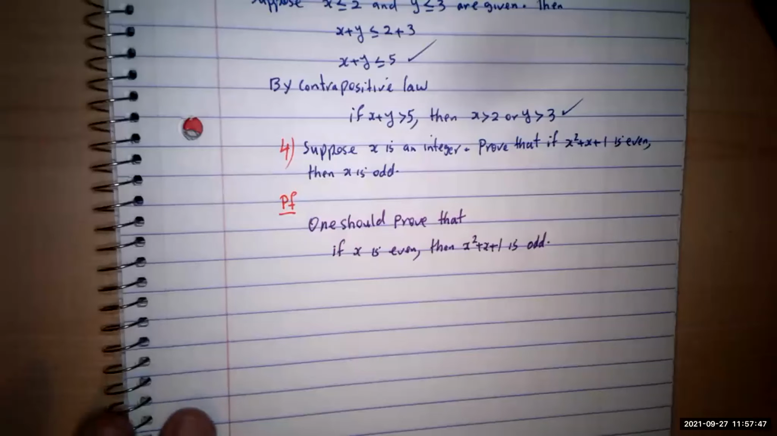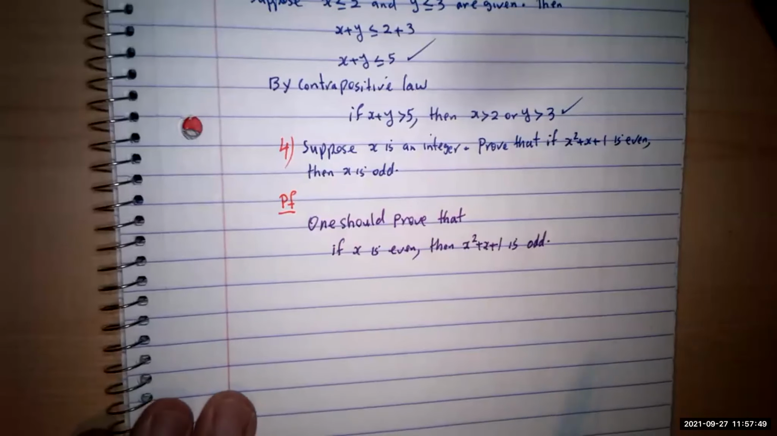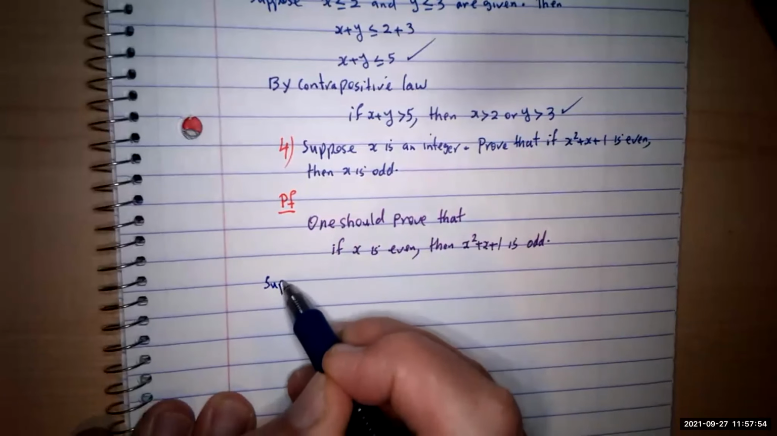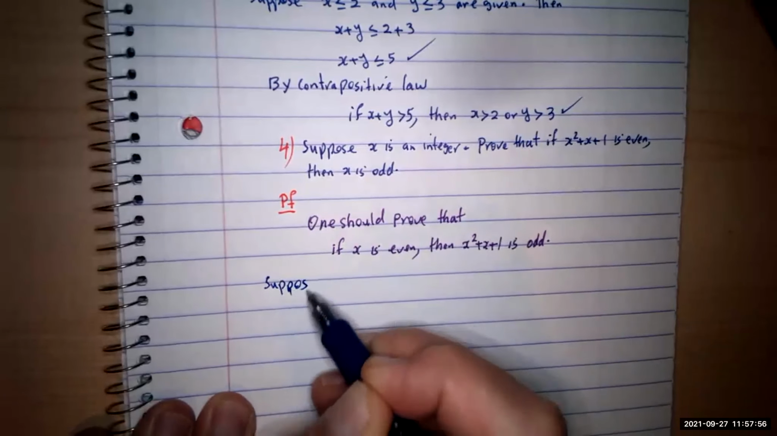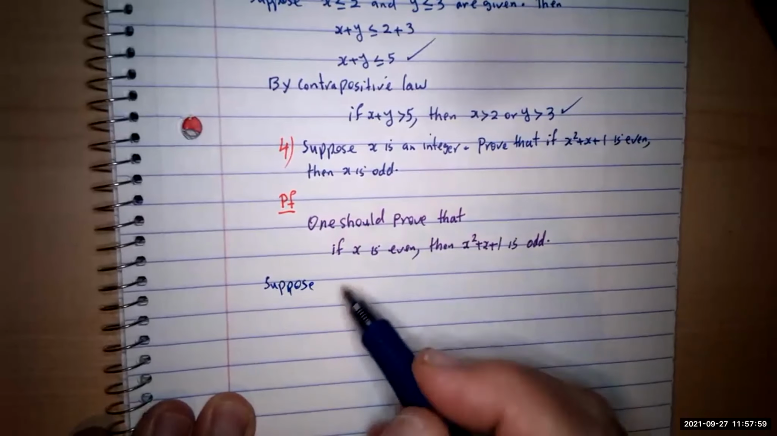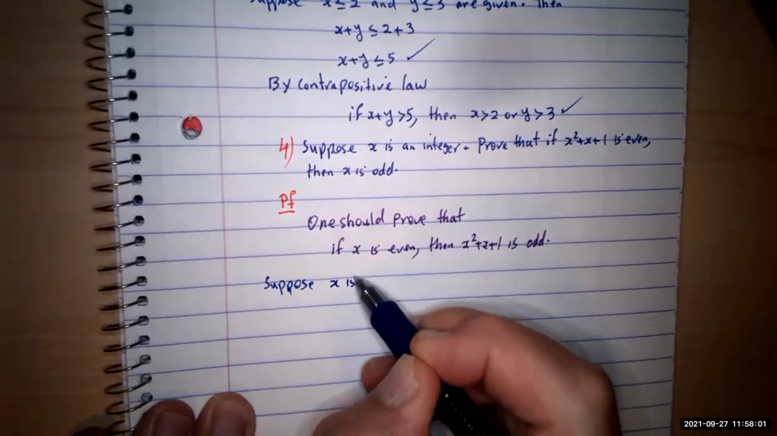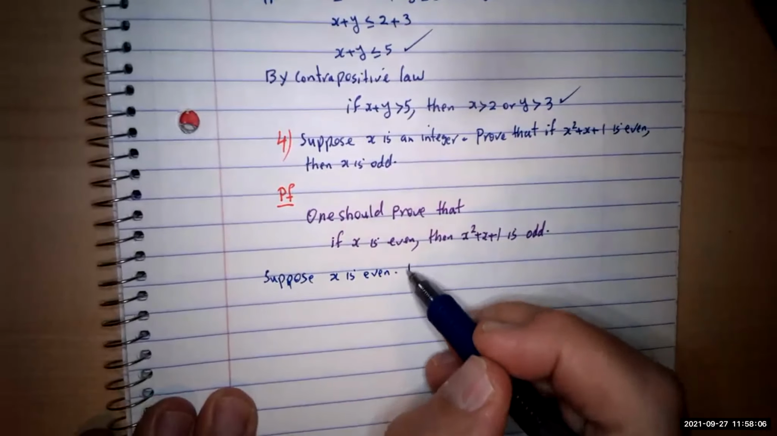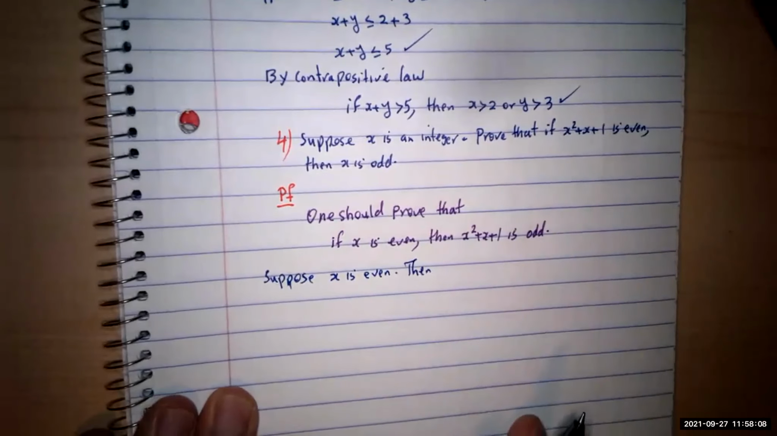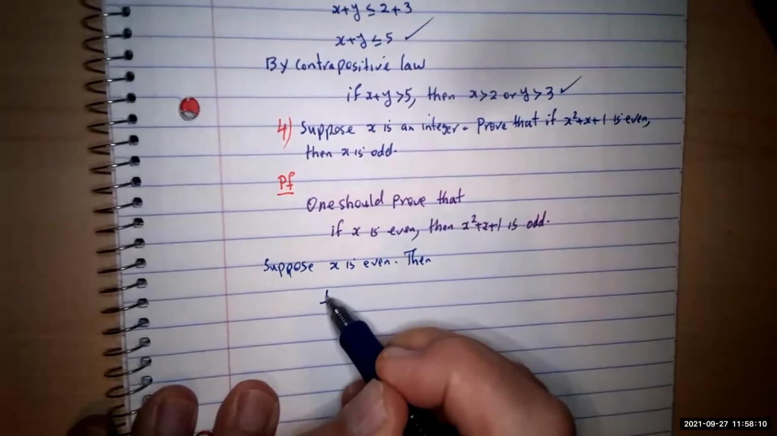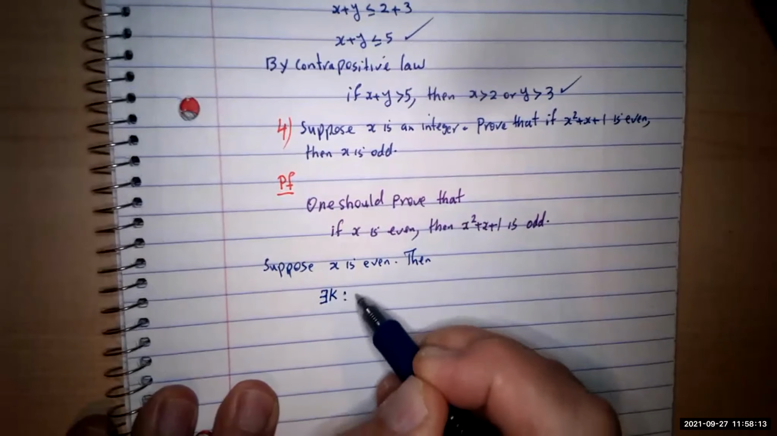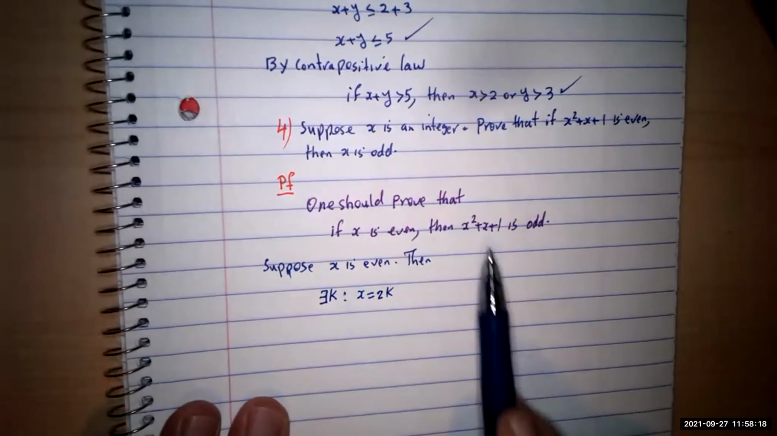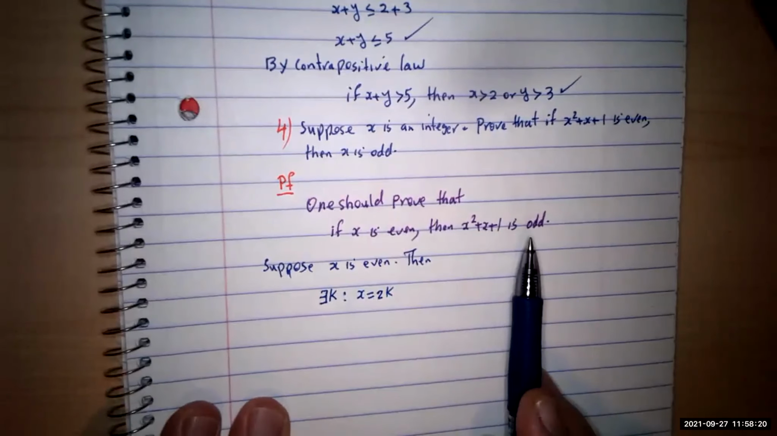Now we start. Any question? So we pick one here. Okay, suppose x is even. Go with the definition of even right away. The definition of even is a multiple of 2. So this means there is a k such that x is equal to 2k. But we want x squared plus x plus 1, so let's take that on.